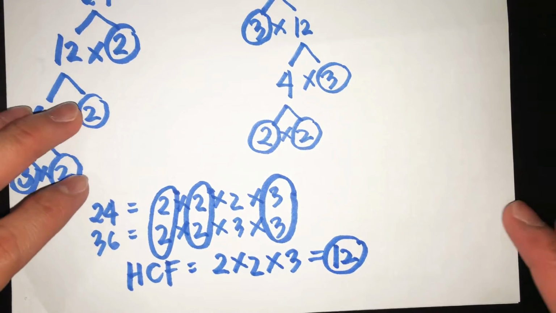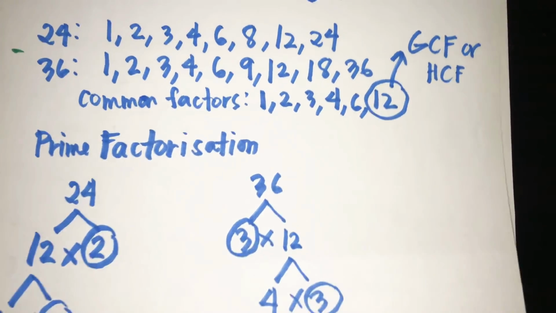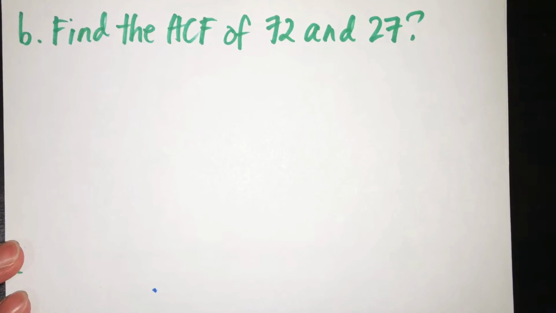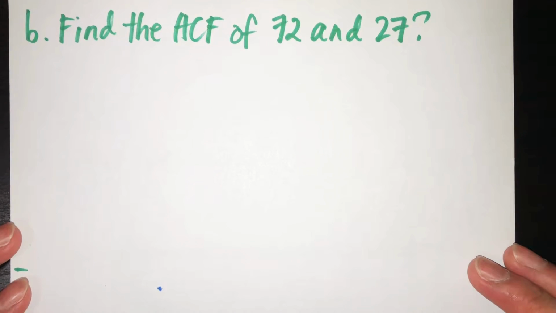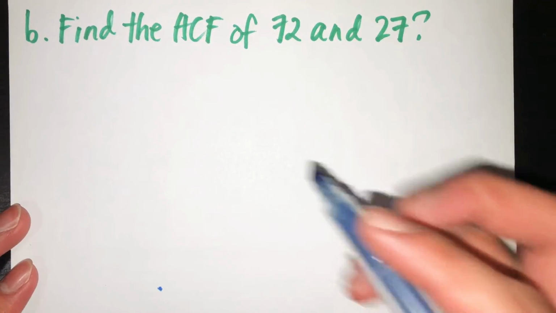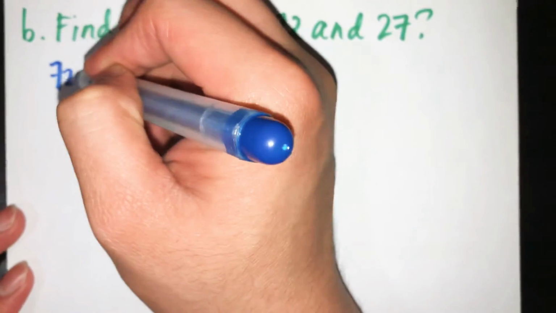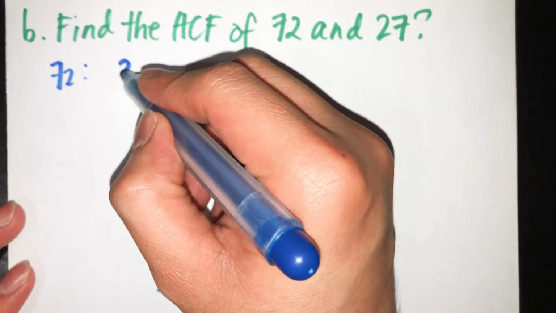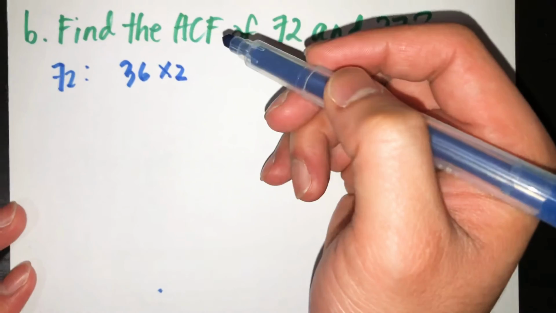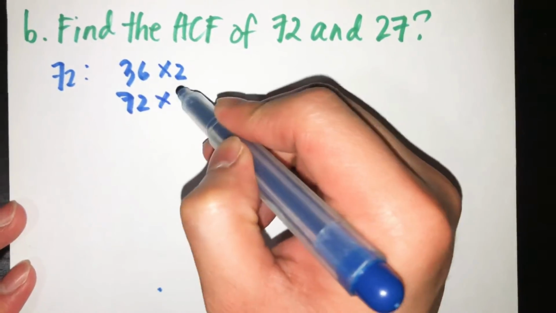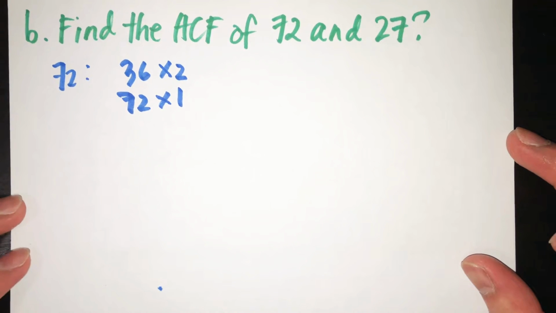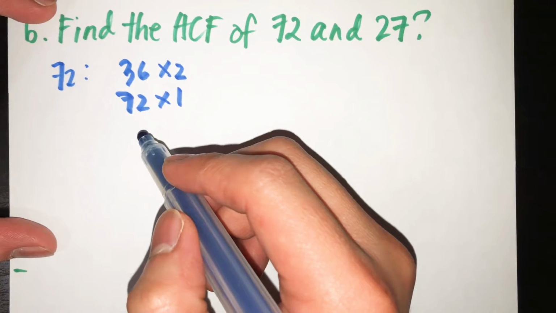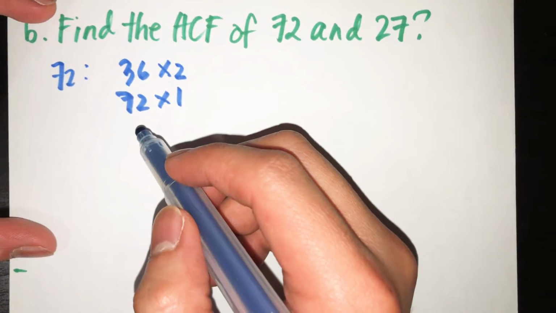Now we go to our next problem. Find the HCF of 72 and 27. Again, we're going to use two methods here. So first, let's start off with 72. We have 36 times 2, and we forgot, always 72 times 1. Then we can have 24 times 3.